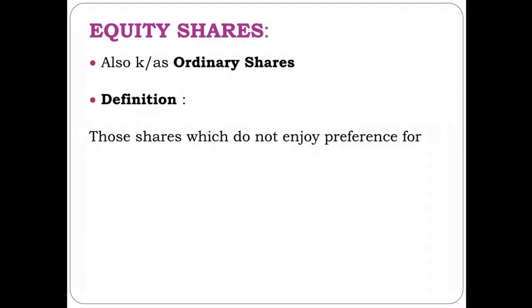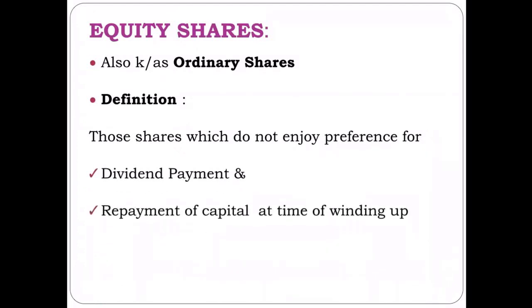अब सवाल उठता है priority in which terms? So the priority in terms of dividend payment and priority in terms of repayment of capital at the time of winding up. What does that mean? कंपनी को जब भी डिविडेंड देना होगा तो कंपनी पहले प्रेफरेंस शेयर होल्डर्स का पेट भरेगी. अगर कंपनी के पास लिमिटेड रिसोर्सेज हैं तो कंपनी डिविडेंड में पहली प्रायोरिटी प्रेफरेंस शेयर होल्डर्स को देगी, और अगर बच जाता है तो इक्विटी शेयर होल्डर्स का पेट भरा जाएगा.